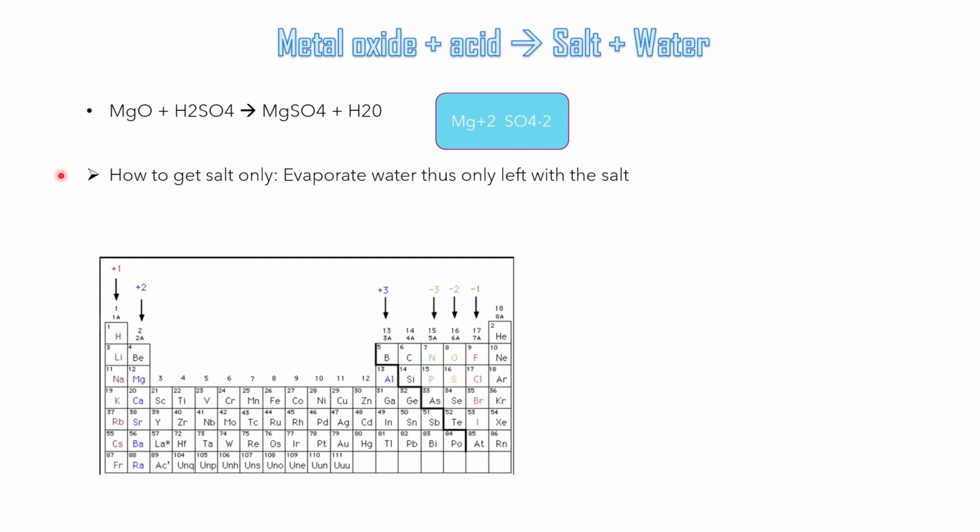An application question is, how do you get the salt only? A simple answer for this is you have to evaporate the water, thus only the salt will be left.